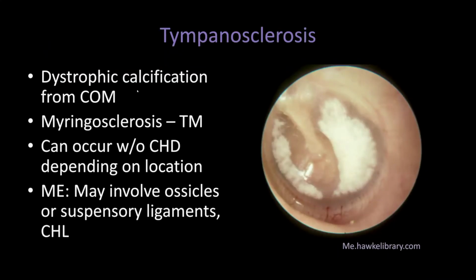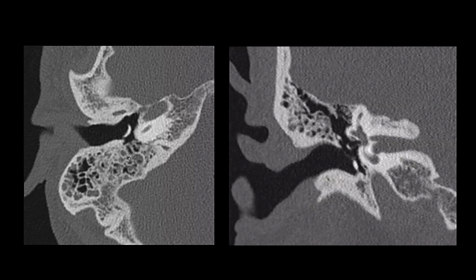Tympanosclerosis is dystrophic calcification from chronic otitis media. When it specifically involves the tympanic membrane, it's known as myringosclerosis. And again, depending on where it's occurring in the middle ear cavity, if it's involving the ossicles in particular, it can cause conductive hearing loss. And so here, this is an axial and a coronal CT image of the right temporal bone. And you can see that there's thick calcification along the posterior and inferior aspect of the tympanic membrane consistent with myringosclerosis or tympanosclerosis of the tympanic membrane.